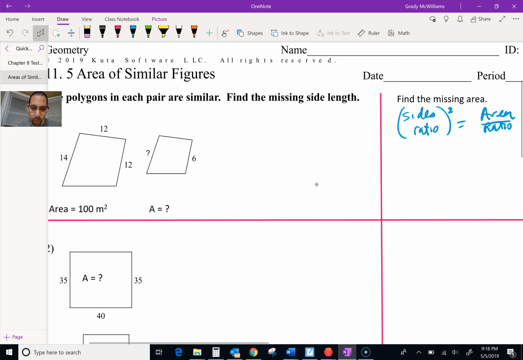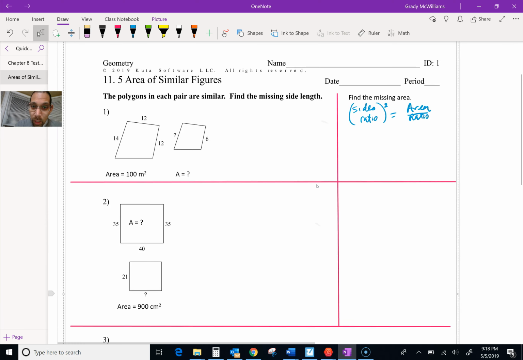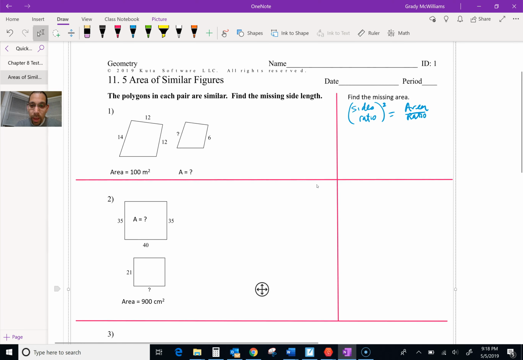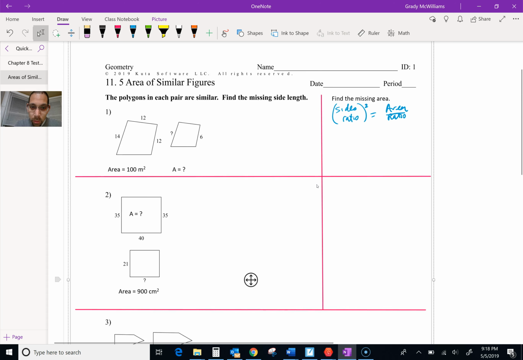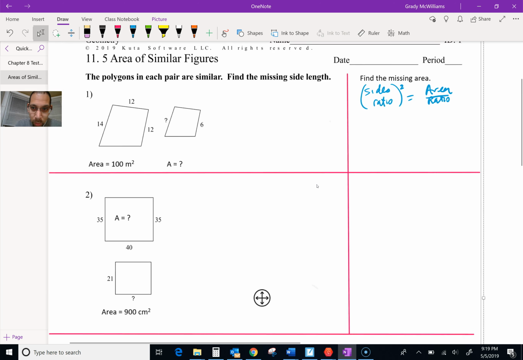We've talked a little bit about this last week, the area of similar figures, and I'm just going to try to remind you a little bit about how we do this. These questions on this worksheet that I've made up are not like the ones that you have. So these are similar, so you can't just copy these down. You've got to apply the concept.